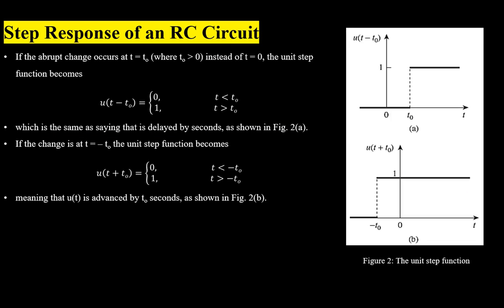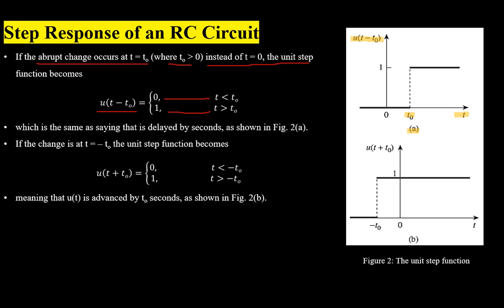Now if the abrupt change in the value of function u of t occurs at time t equals t naught instead of time t equals 0, and t naught is a positive number, then mathematically the step function will be represented as u of t minus t naught, and it will be 0 for time t less than t naught, and it will have a value of 1 for time t greater than t naught. And this step function u of t minus t naught is graphically represented in figure 2a, which shows that the step function is delayed by t naught seconds.